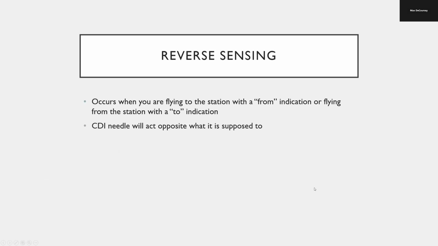Reverse sensing. This will be easier to observe in the video, but it occurs when you're flying to the station with a from indication or flying from the station with a to indication. So when you are flying to the station, but you have the equipment set up to indicate from, the equipment is going to behave in the opposite way that it is supposed to. Likewise, if you're flying from the station or away from it, and you have the equipment set up to give you a to indication, it will operate in the opposite manner.